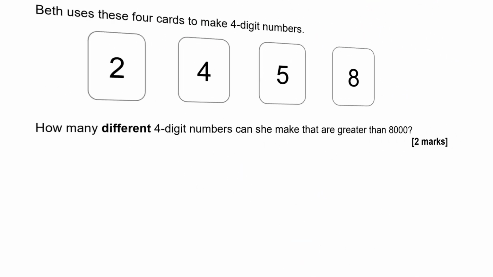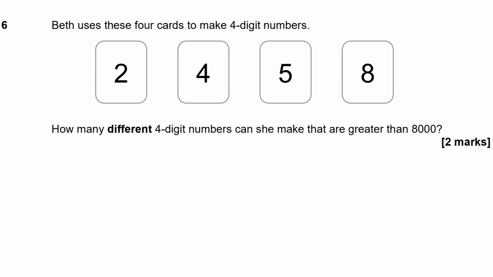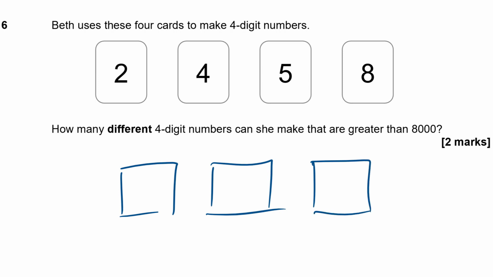Okay. Beth uses these 4 cards to make 4-digit numbers. How many different 4-digit numbers can she make that are greater than 8,000? Okay, Beth, what are you going to do here? 2, 4, 5, and 8. So we've got 4 places to fill. Let's think about what choices we have for each of these.